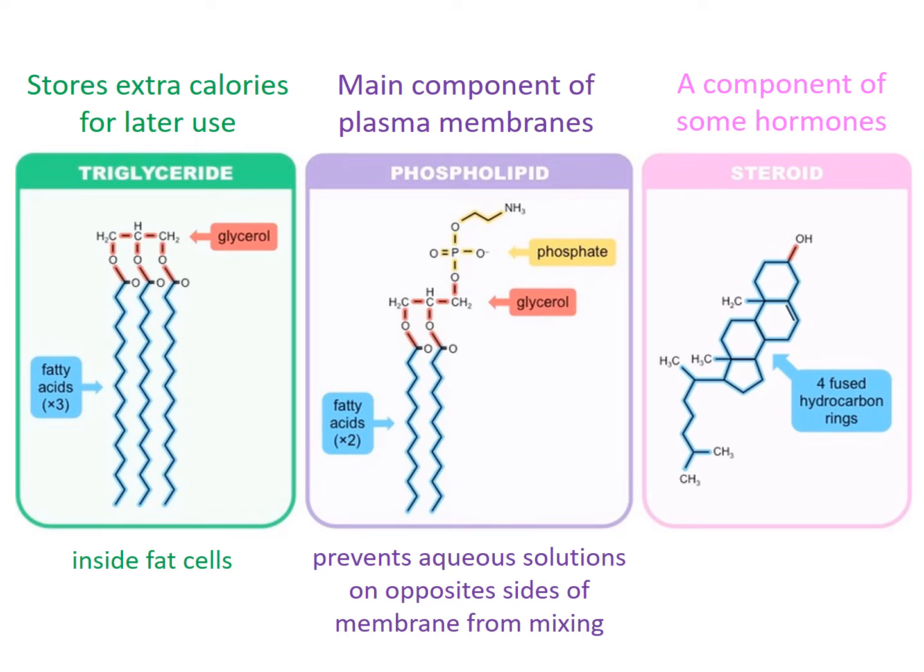Now let's transition to the third panel in pink, the steroids or sterols, which are a component of some hormones, and they function to allow easy entry of the hormone into a target cell. This is because their chemical structure allows them to diffuse across plasma membranes quite easily. Let me now talk about phospholipids and steroids in a little more detail.